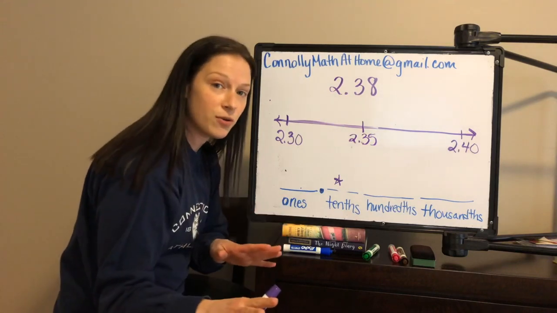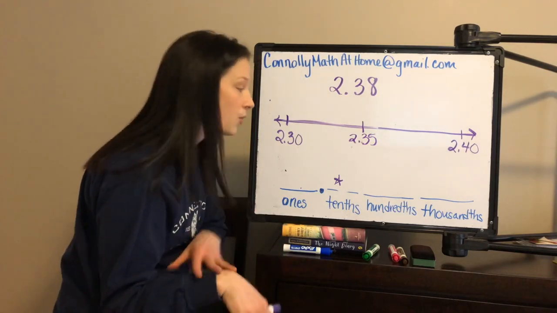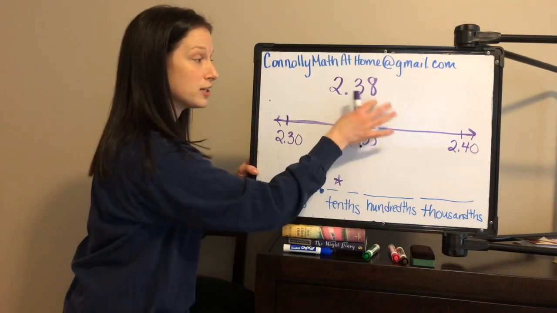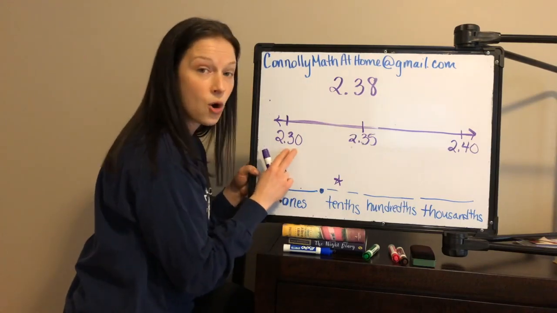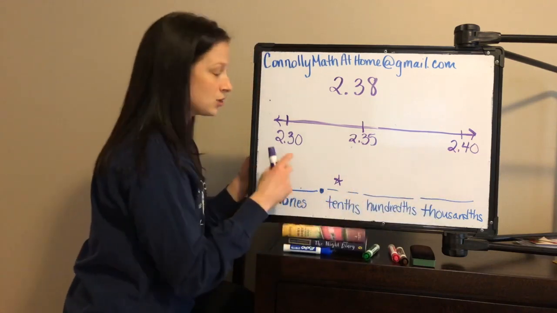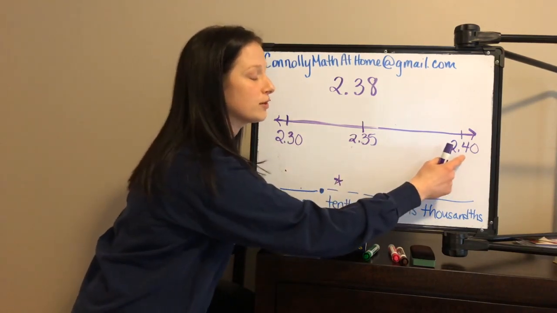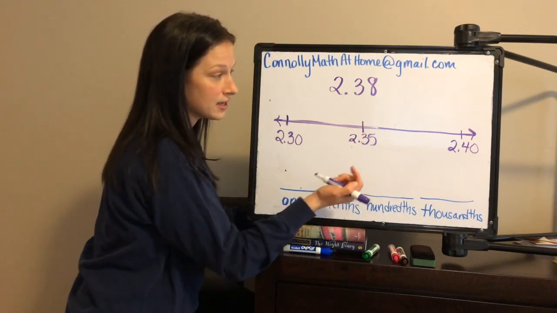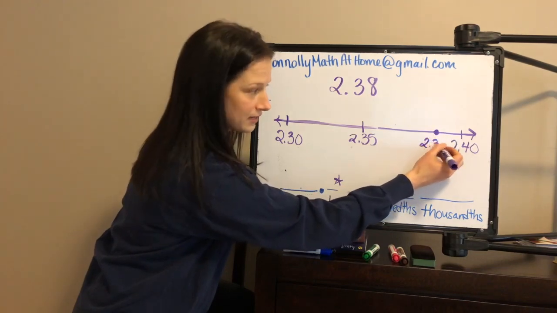Use anything that you know about whole numbers to help you figure this out. All right, so how do we round to the nearest tenth? We think about 2 and 38 hundredths. Is it closer to 2 and 30 hundredths, or is it closer to 2 and 40 hundredths? So is it closer to 2 and 3 tenths, because that's equivalent, or is it closer to 2 and 4 tenths?